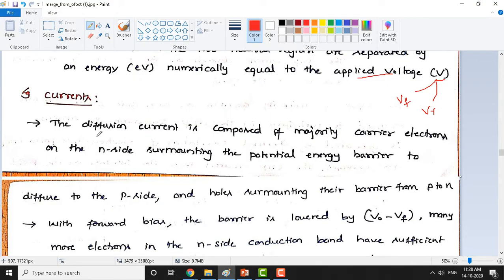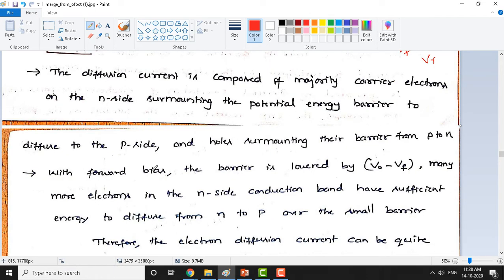Now, because of the forward bias, the potential barrier has been lowered, so diffusion current starts flowing. This is what we have shown here: diffusion current, which is composed of majority carriers. Majority carriers on the N side are electrons, on the P side they are holes. On the N side, electrons will be surmounting the potential energy barrier to the P side. That means electrons keep moving from N side to P side. Holes will start surmounting, they cross the barrier because the barrier has now been lowered. Surmounting means making an attempt to pass that barrier, from P to N.